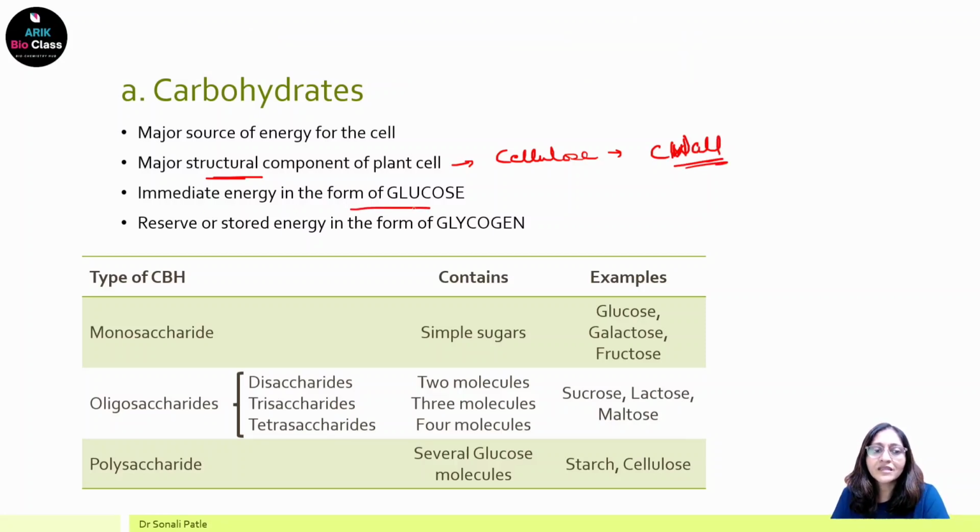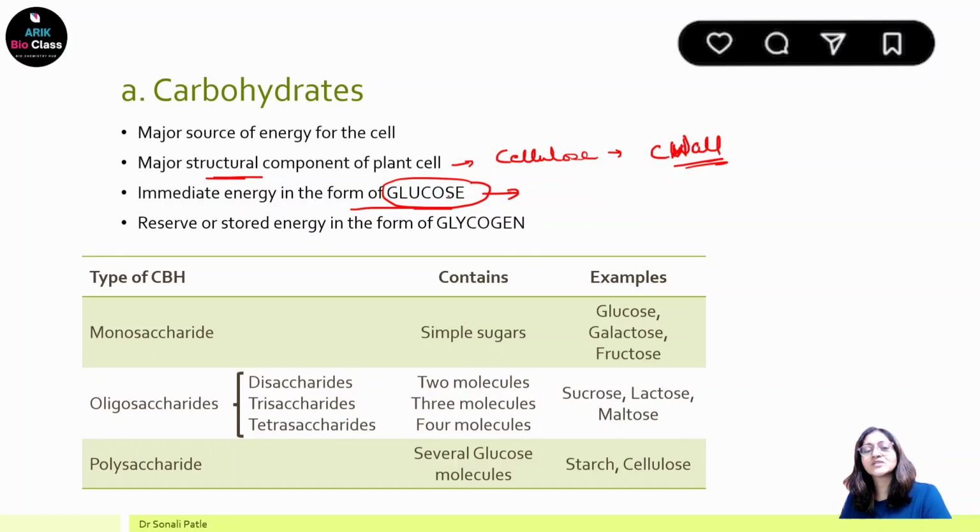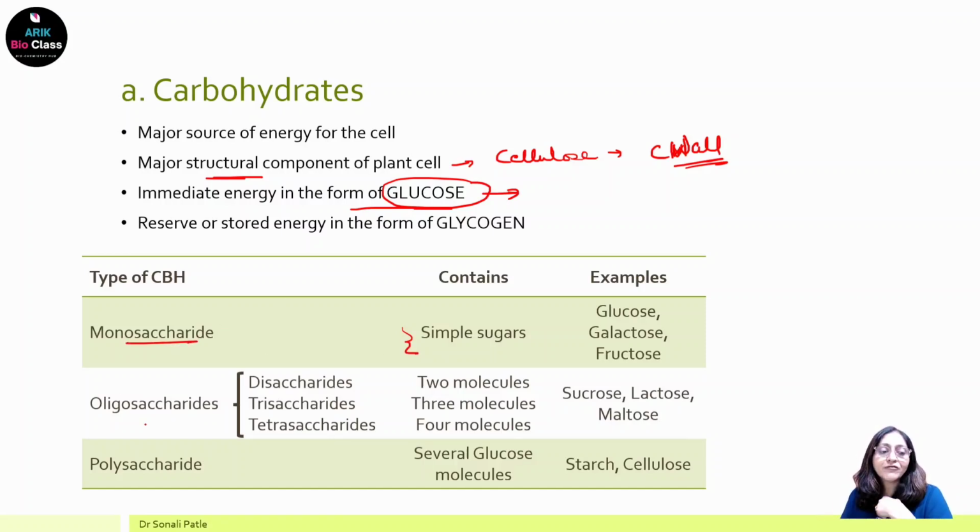And apart from that, glucose is the monomer, or the building block. It's the simplest sugar we have for making these macromolecules. So glucose, fructose, galactose, these are all examples of simple sugars, which we consider as monosaccharides. When they combine together, they form oligosaccharides. Oligo means few. So when you have a few molecules of monosaccharides, when two molecules, three molecules, four molecules combine, they form disaccharides, trisaccharides, tetrasaccharides, like we have sucrose, which is a disaccharide, maltose, which is a disaccharide, and polysaccharides.